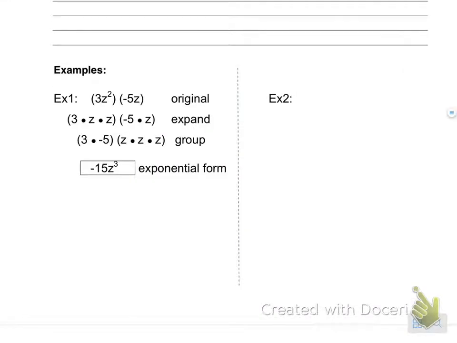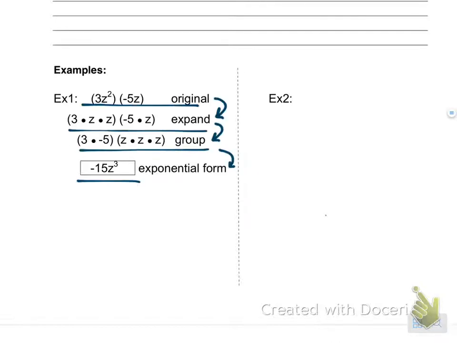So here we have example 1 completed out for us, and we have the original, so 3z squared times negative 5z. So that's our original problem. Then we're going to go ahead and expand it. So we have 3 times z and negative 5 times z. Grouping the 3 and the negative 5 in one parenthesis pair.